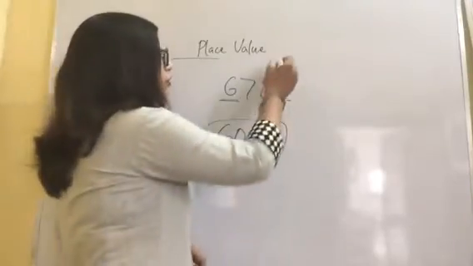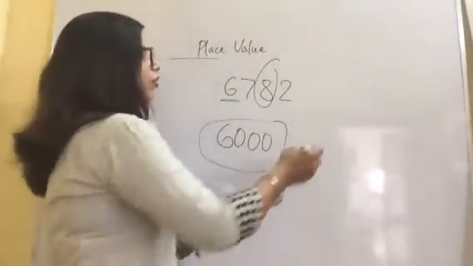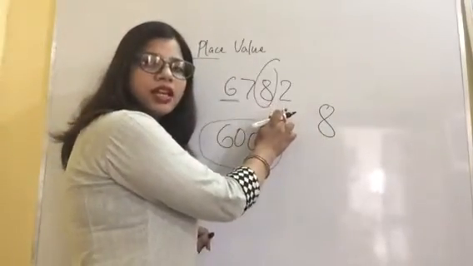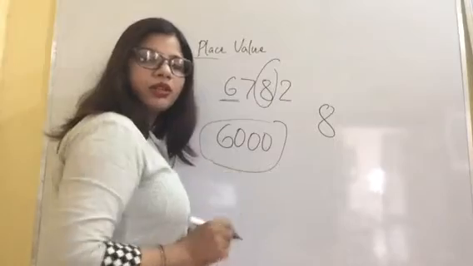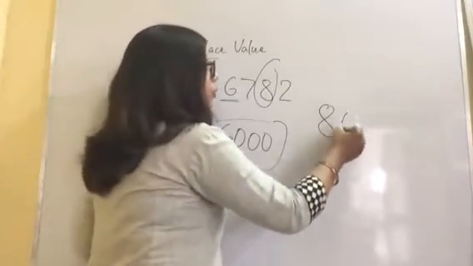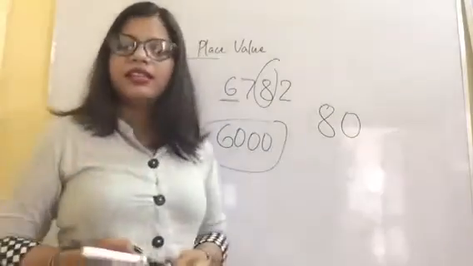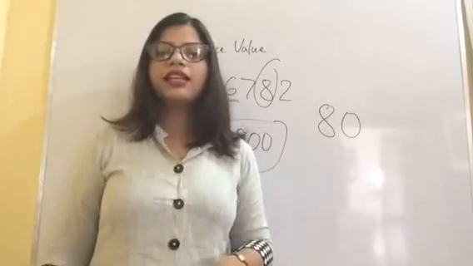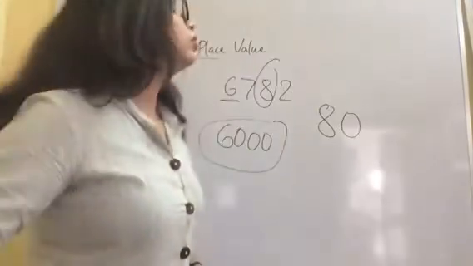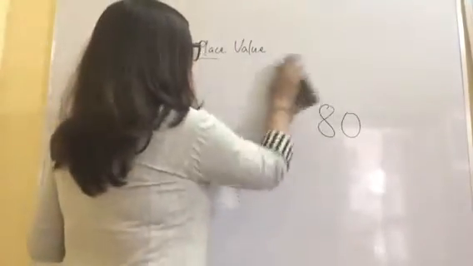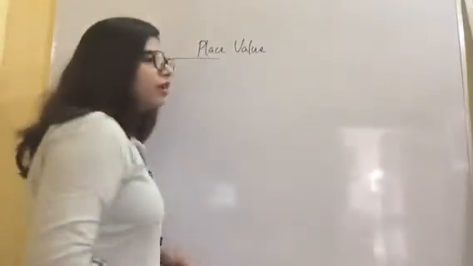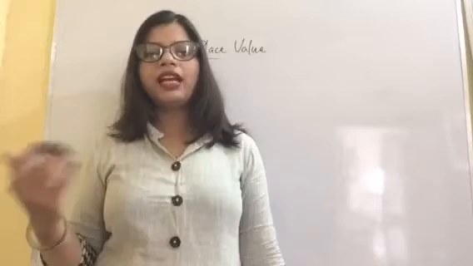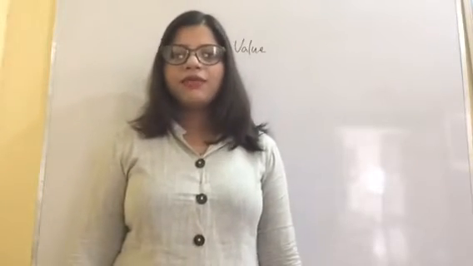If they ask what will be the place value of 8, we will copy down 8 and check how many digits are written after 8. There is only one digit, that is 2, written after 8. We will put one 0 after 8. This is the method through which we can find out the place value of any single digit. So with the help of these two methods, you can locate the place value of any digit, either by place value form or by writing zeros, and the answer will be the same.